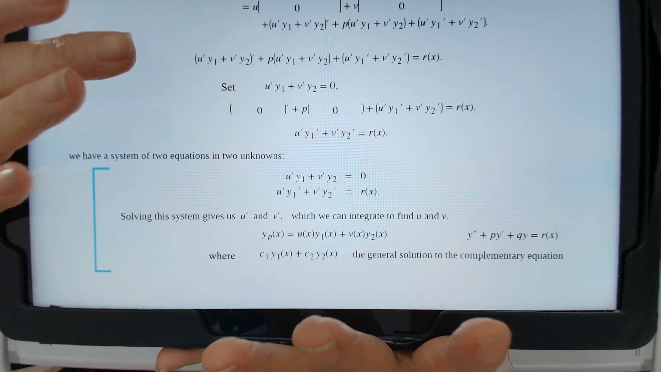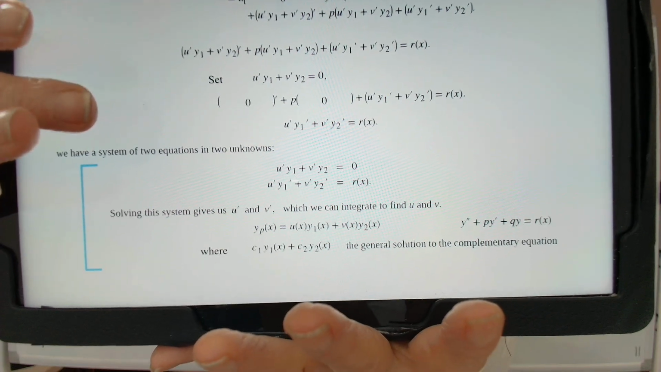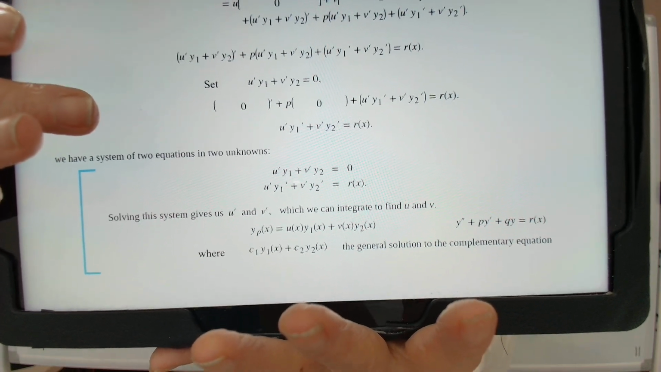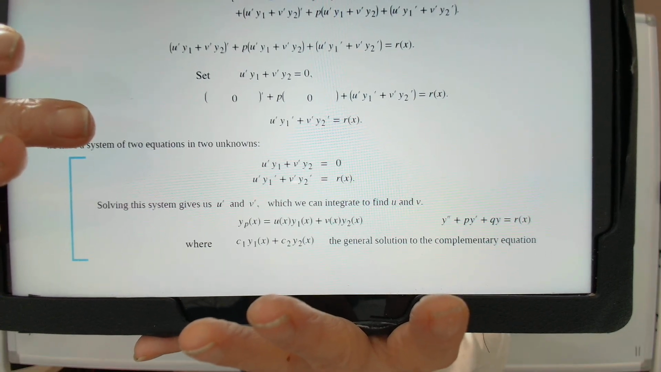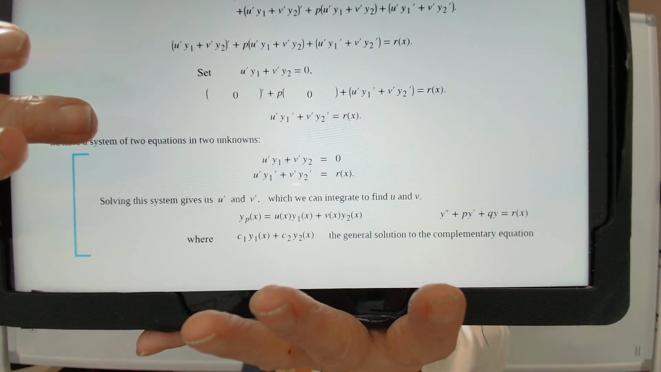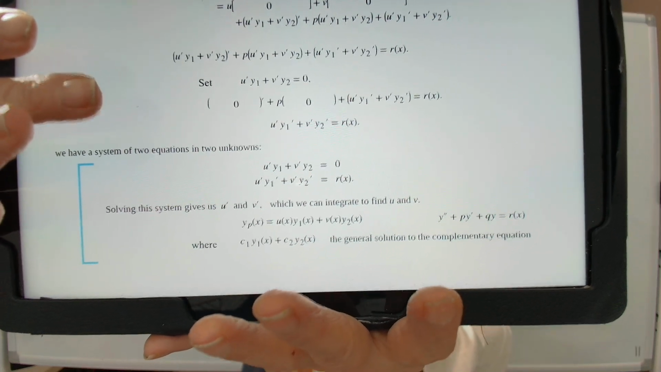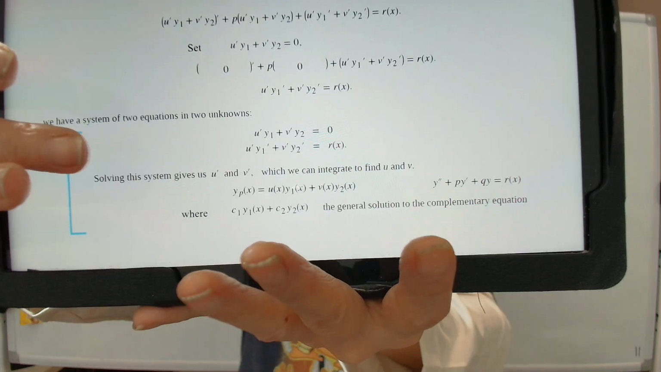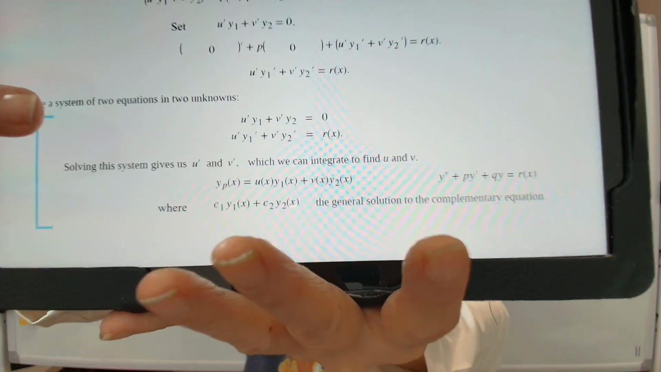Because why? Because that equation happened to show up twice. If you set it to be zero, then those two things are replaced by zero, as I have typed here. And all we have then is the second equation, which equals r of x. So now we have two equations, this one and this one, which we write down here. Okay, so we have two equations, and look at the equations carefully.